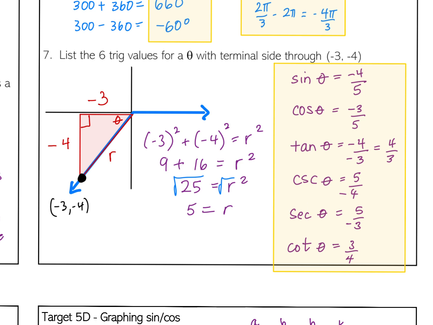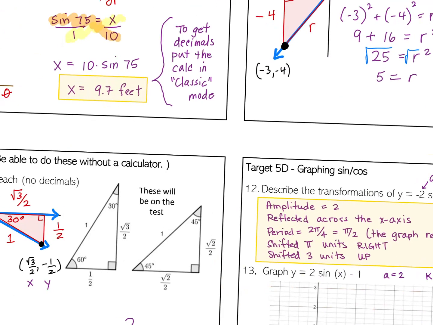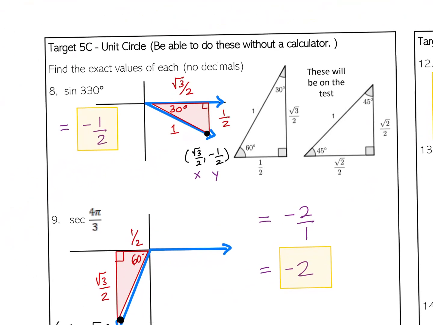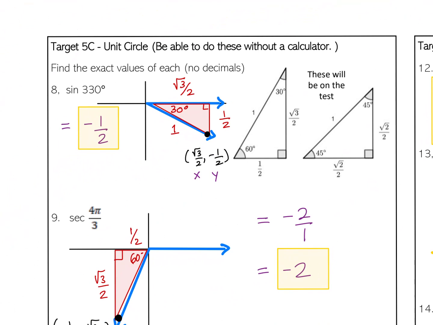All right, we're going to move on to target C. This is the one you will not be able to have a calculator for or a unit circle. So I will give you these two triangles, the two special right triangles. So you're going to start with a sketch. So we've got 330 degrees. The difference there from 330 to 360 is a 30-degree angle.